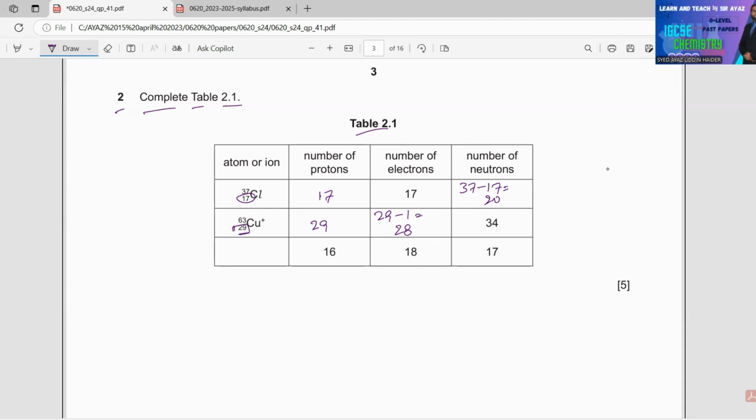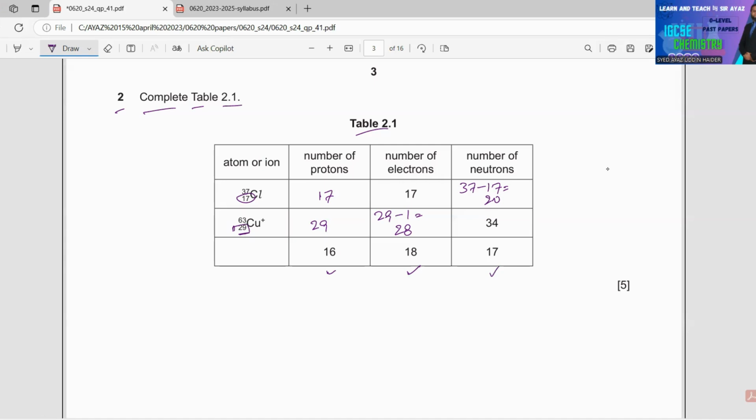So what about the symbol for atom or ion? In case of the last one, we have information provided. Number of protons is 16. Number of electrons is 18. It's more than number of protons. In fact, it must be carrying -2 charge. So we have an ion here. And the number of neutrons is 17.